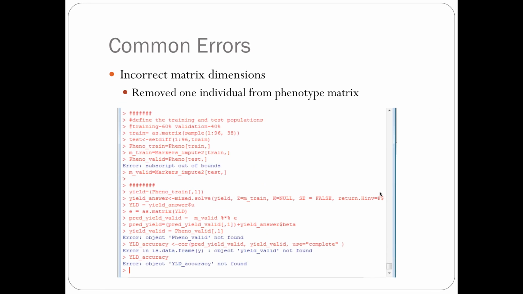Another common error is to have an incorrect matrix dimension. So for this error, I removed one individual from the phenotype matrix. So it had 95 individuals in the phenotype matrix, but had 96 individuals in the marker matrix. And a couple error messages come up that way. And usually the subscript out of bounds will come up, and this says that you have more individuals in your marker than phenotype matrix, and the matrices cannot multiply then. And then as you keep on running the code, the correlations or mix.solve will not run.